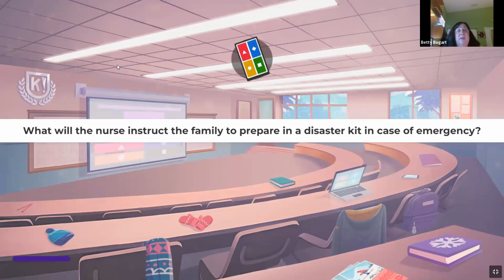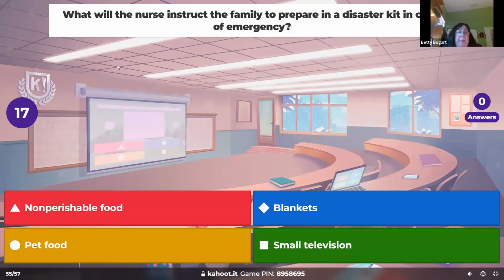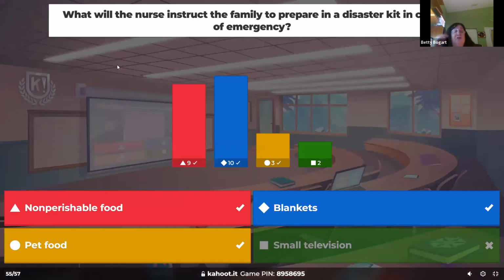Another multi. What will the nurse instruct the family to prepare in a disaster kit in case of emergency? You know, I live in South Florida and I lived through some pretty powerful hurricanes down here. And they're always telling you what to prepare. I mean, your medications for a month you should have on hand, but non-perishable foods, blankets, pet food, not a TV. They say a small radio should be there, but not a TV.